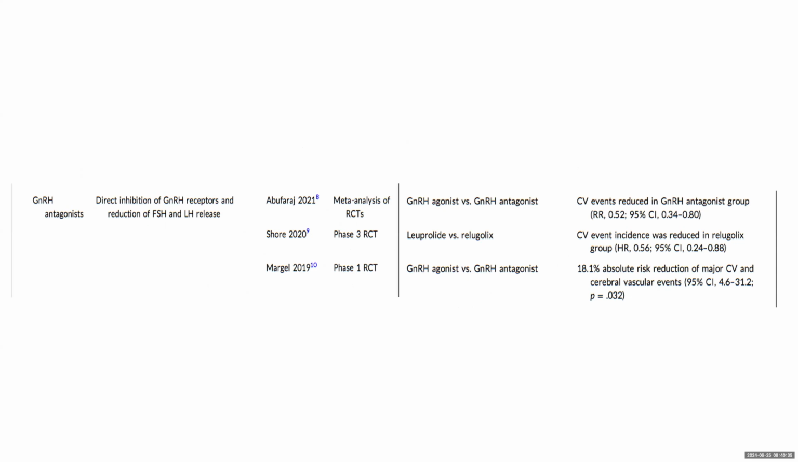Direct GnRH antagonist studies: a meta-analysis of RCTs of GnRH agonist versus antagonist showed cardiovascular events reduced in the GnRH antagonist group, with a relative risk of 0.52. Leuprolide versus relugolix: cardiovascular event incidence was reduced with relugolix. And in a phase 3 RCT, there was an 18.1% absolute risk reduction in major cardiovascular events.